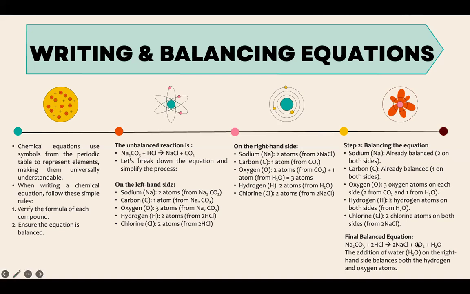For the final balanced equation, you might have Na2CO3 plus 2HCl to produce 2 NaCl plus CO2 plus H2O. The addition of water on the right-hand side balances both the hydrogen and oxygen atoms.